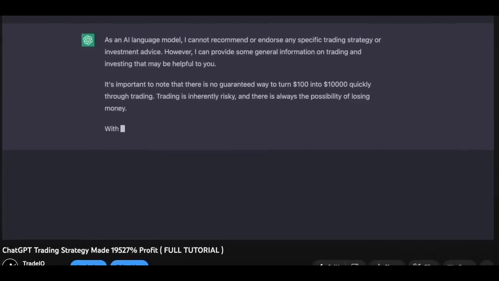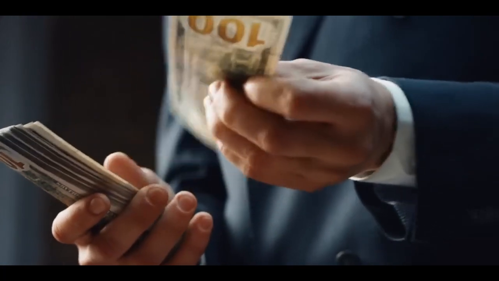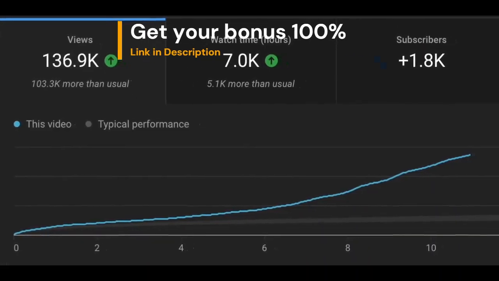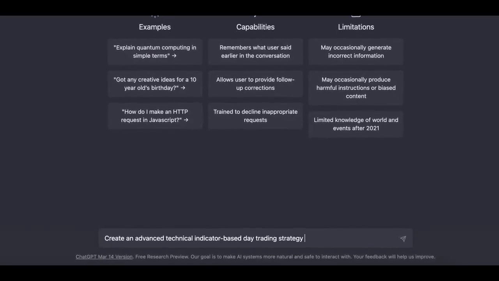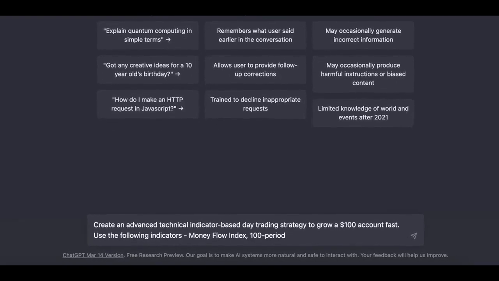In my previous video, I asked ChatGPT to give me a simple trading strategy to turn $100 into $10,000 as quickly as possible. A lot of you guys have shown a massive interest in that video, so I decided to make part 2 this time. I will ask ChatGPT to create an advanced trading strategy with the same goal, to grow a small trading account fast.